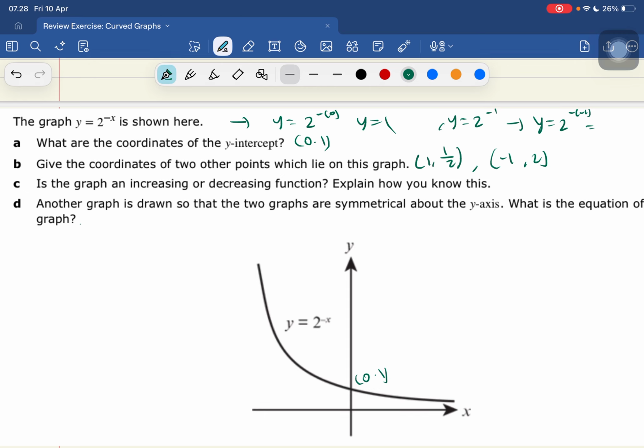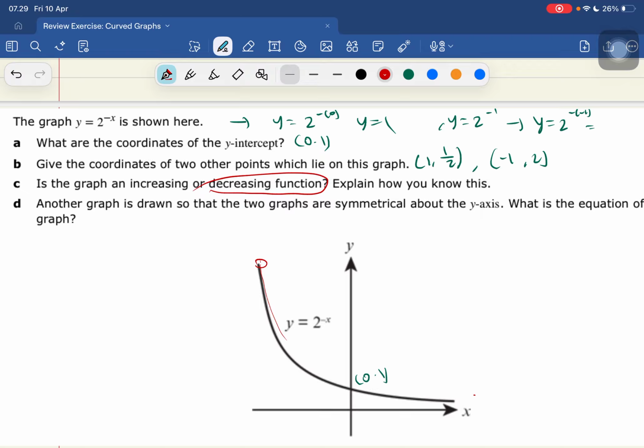So is the graph an increasing or decreasing function? Explain how you know this. Okay, so this is decreasing. You can see it goes up to down. How do we know it? We can see the value is decreasing because the x and y values are decreasing and the graph slopes down to the right. Look at it, down to the right.